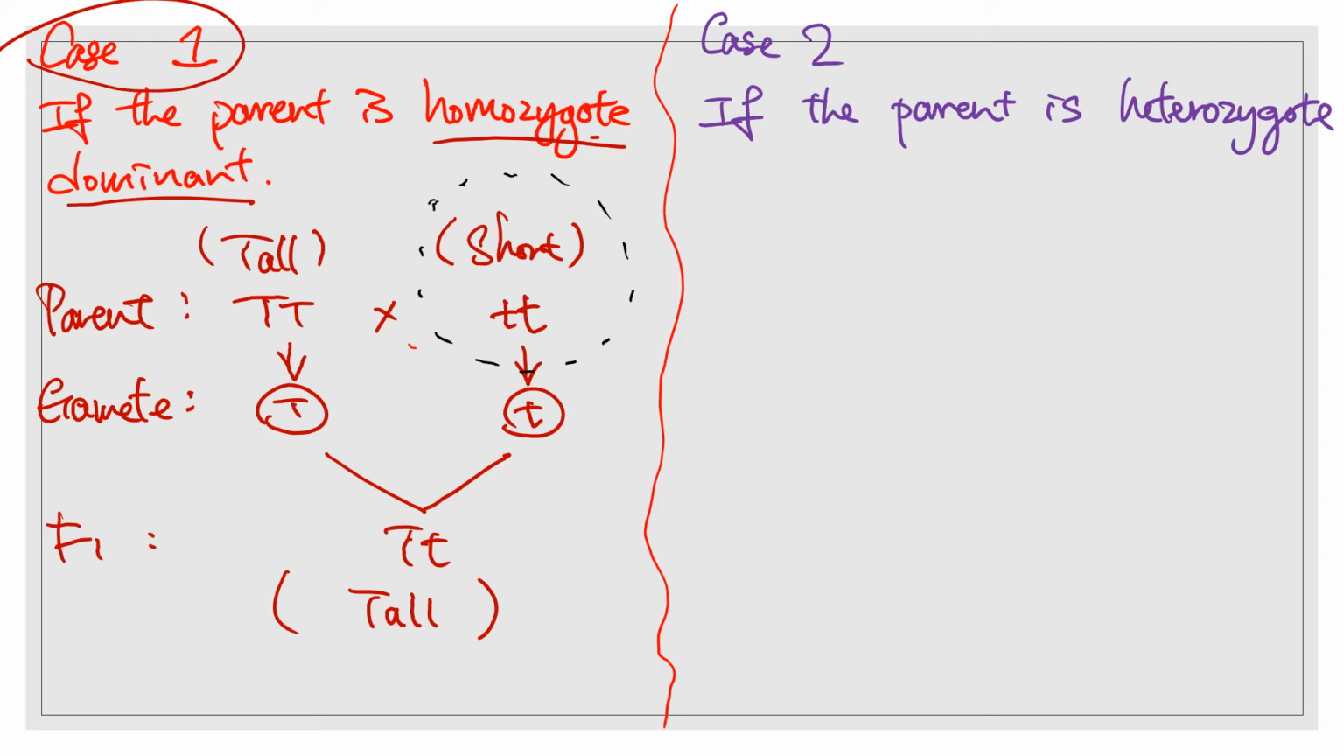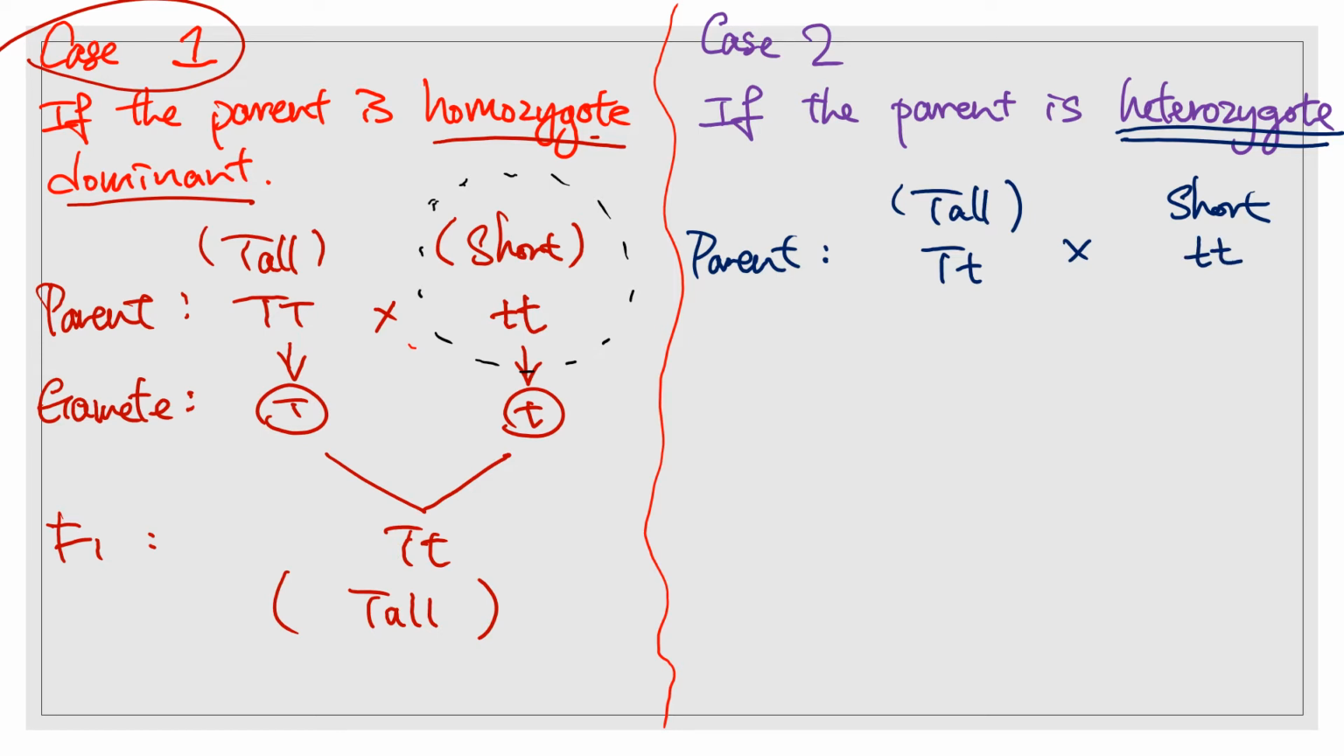What about case 2? If the parent is a heterozygote, let's try. If the parent is heterozygote, this time is tall plant, but it's heterozygous, not big T big T, but it's the big T with a small t. You now cross it with a short plant, and it must be a homozygous recessive, both small t. Let's take a look at the gametes that they make. For the tall plant, it's going to make two types of gamete, big T and small t. But for the small plant, it's going to make only one type of gamete, one small t.